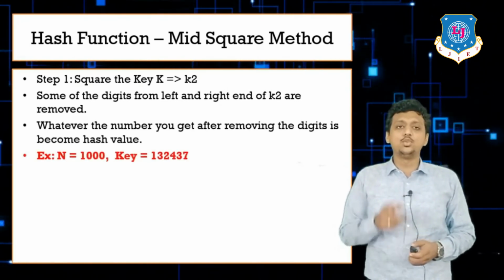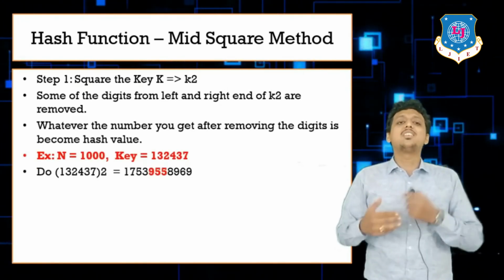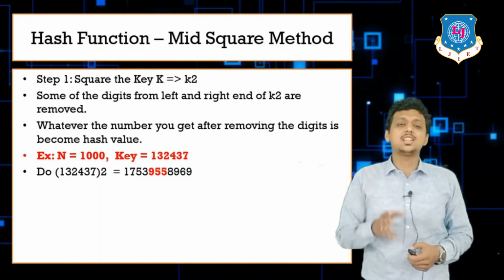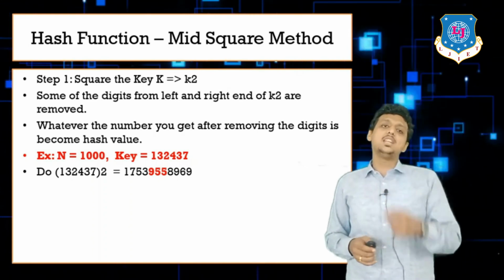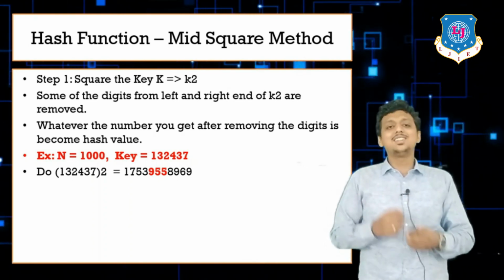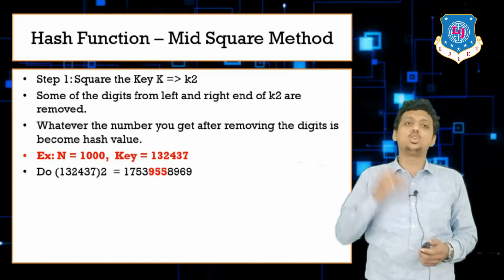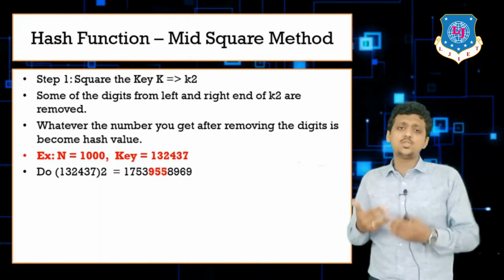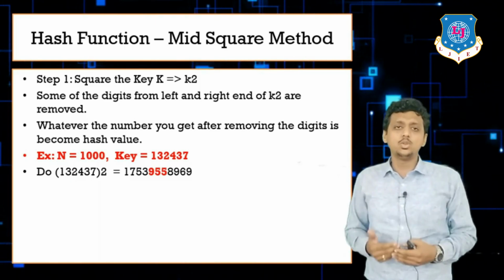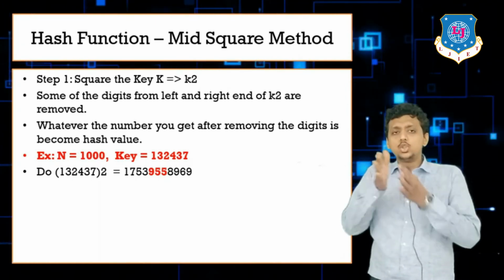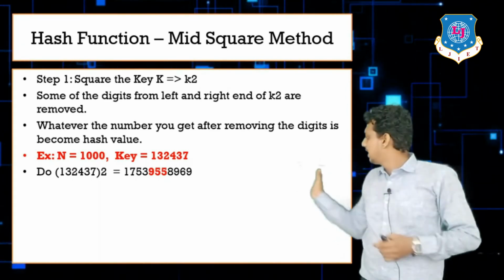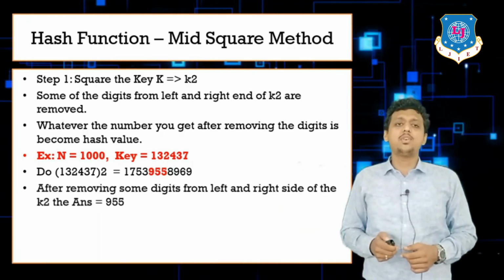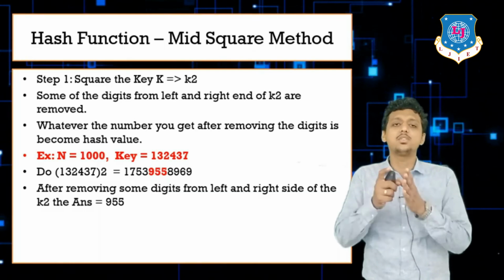Suppose our key is 132437. If I square it, it returns 17,559,558,969. Okay, so here my n is equal to 1000. So I can easily say that my array index should range from 0 to 999. So what I need to do is remove some digits from the left side and the right side of this square, and then I get 955. So here my answer is 955.